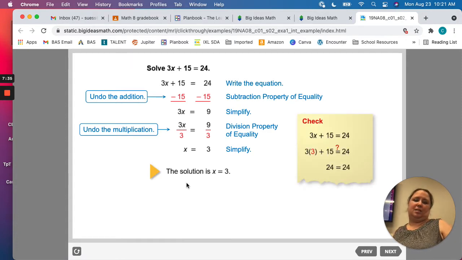Any questions? If you ever want to check your answer, you take that number and you plug it in the original variable and see if it still works. So you have 3 times 3 is 9 plus 15 equals 24. Question? Do you want us to check our work? No, you don't have to. I just like to show you how to do it.